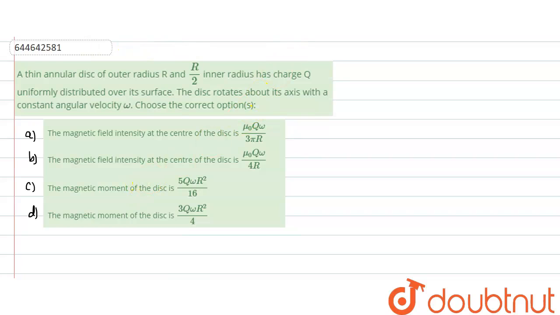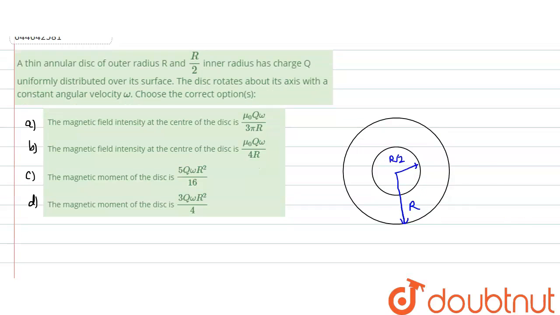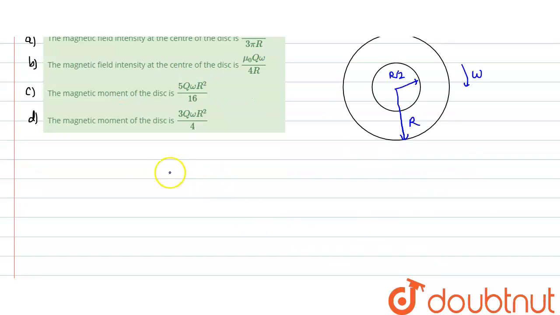Okay, so let us draw our disk. Let's say this is our disk, and this is basically an annular disk. So this is having a radius R by 2 and this is having a radius of capital R. Now this disk is rotating. Now when this disk is rotating, it is having a charge capital Q. So we can just find what is the value of the charge density sigma.